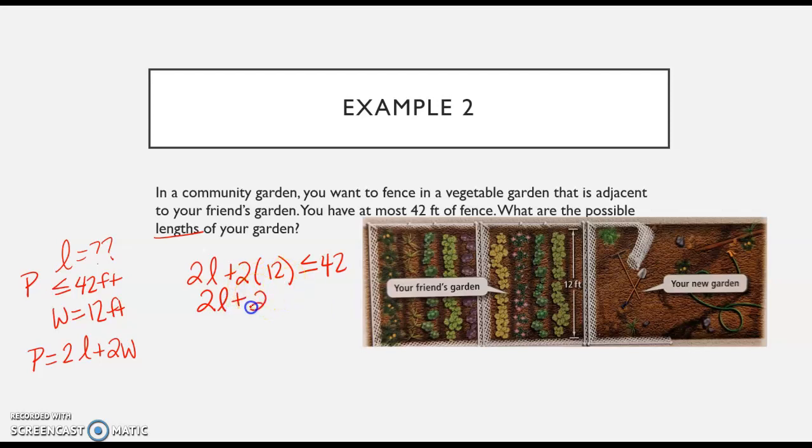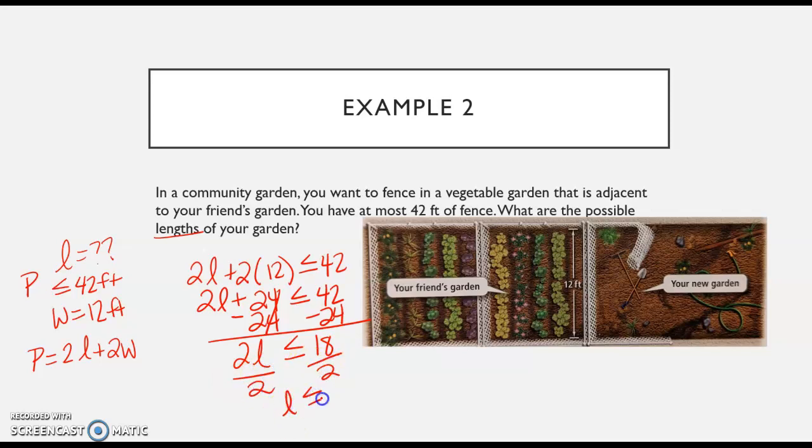So 2 times 12 is 24. And so again, still have to be less than 42. And then it's a 2-step equation from here. So I'm going to subtract 24 to zero it out so that I can isolate that length. So now I have 2 lengths has to be less than or equal to, and then 42 minus 24 is 18. Divide that by 2, and my length has to be less than or equal to 9 feet. So that's how long I can make this garden.